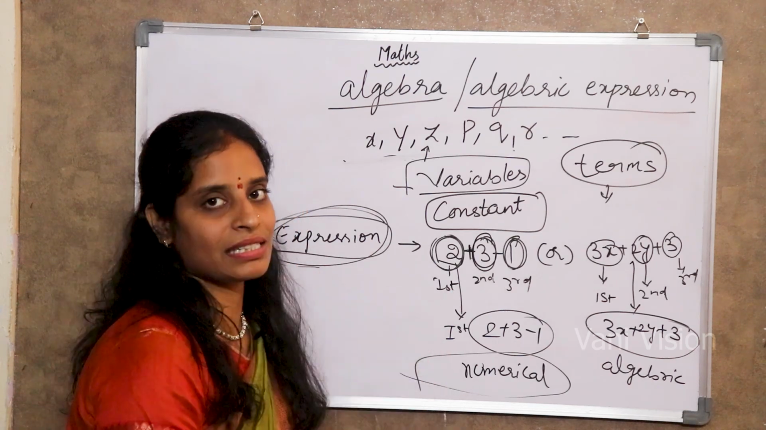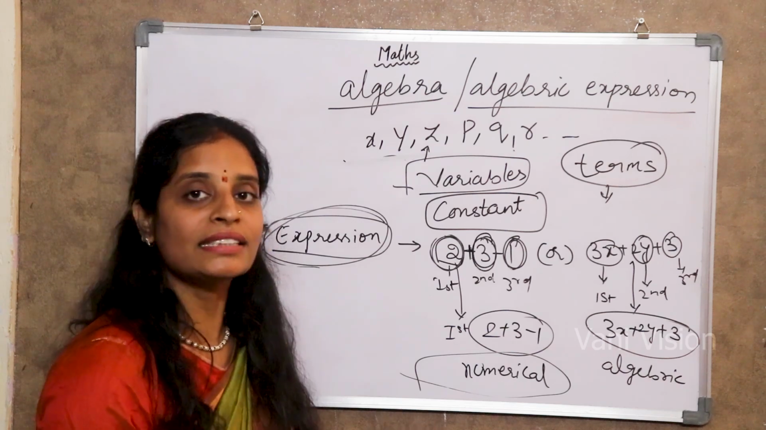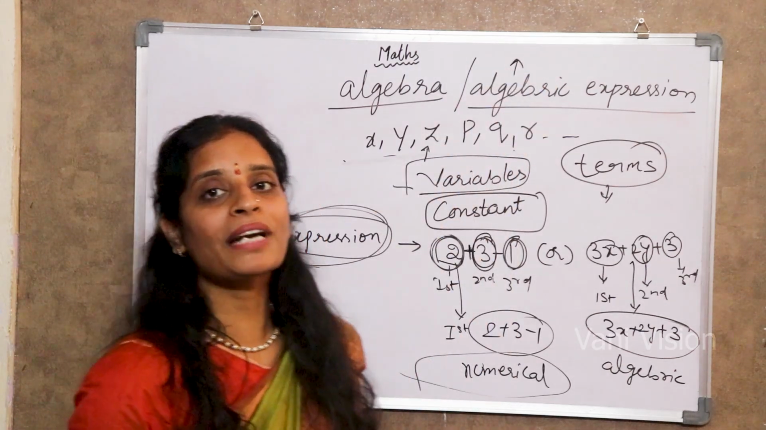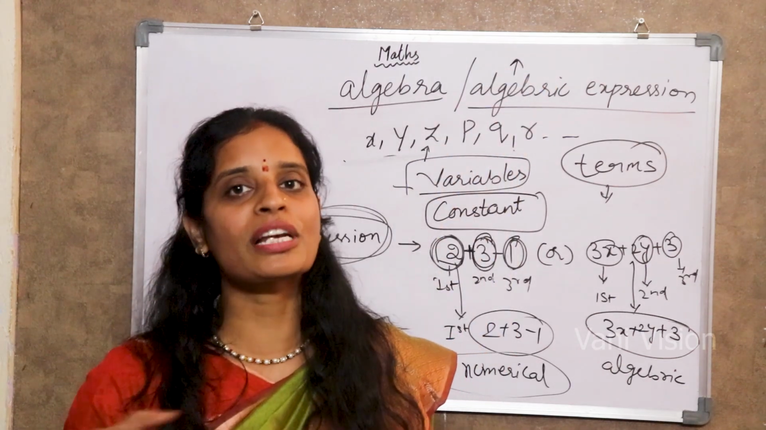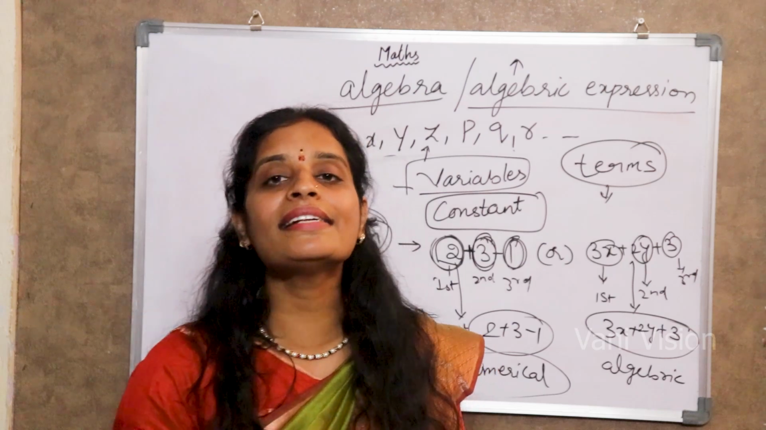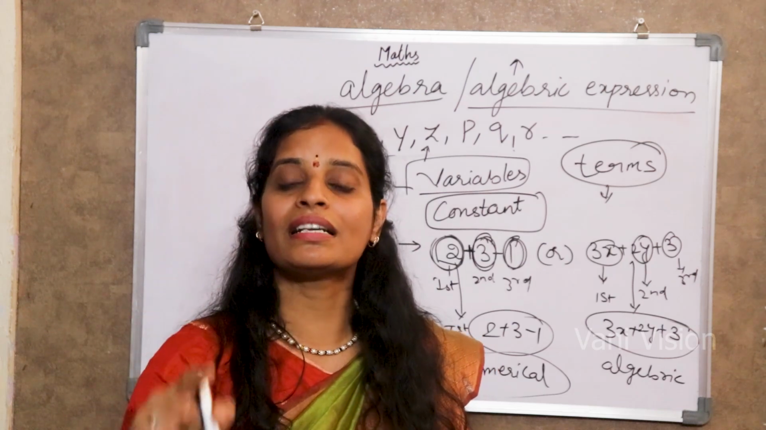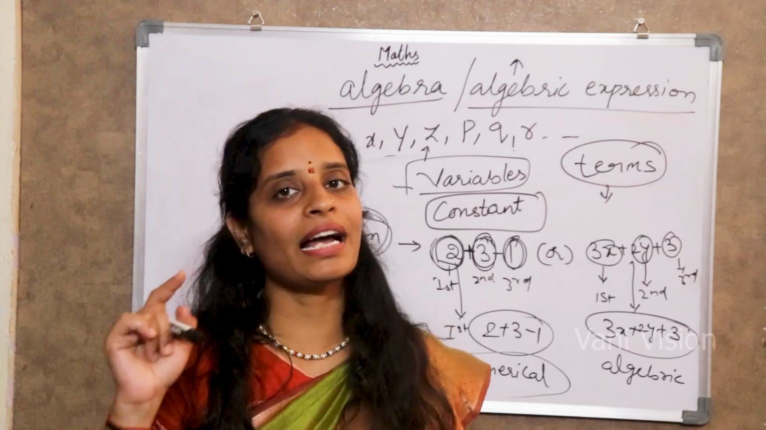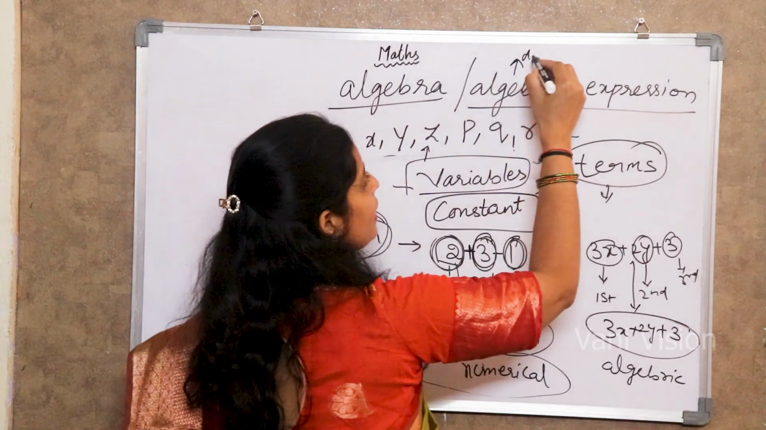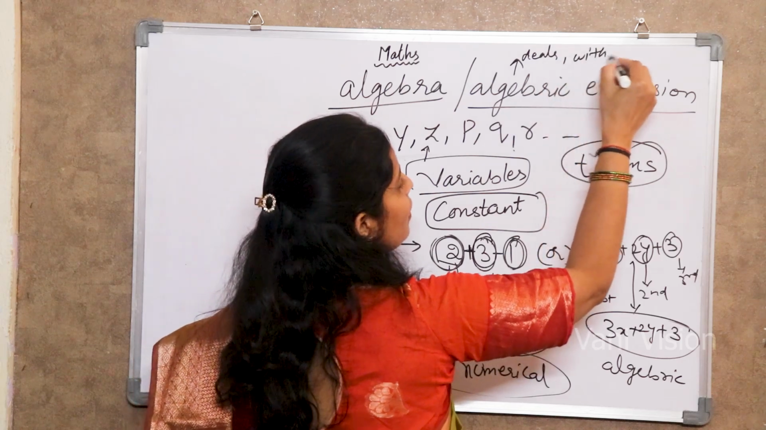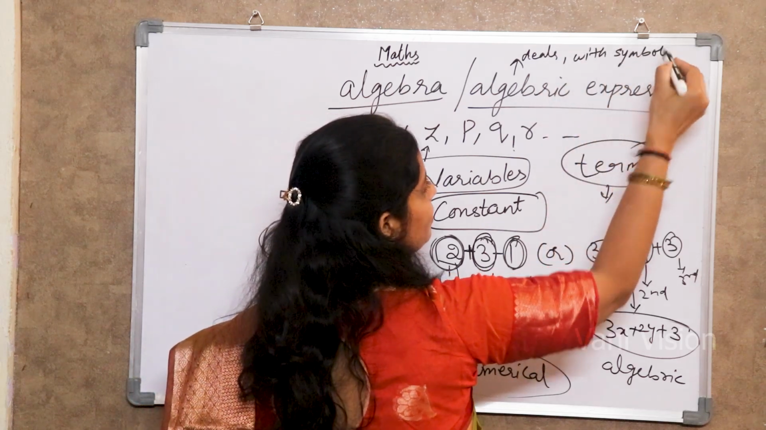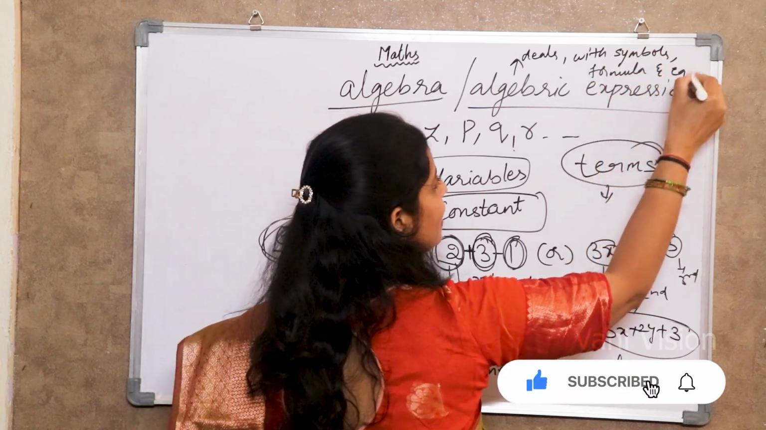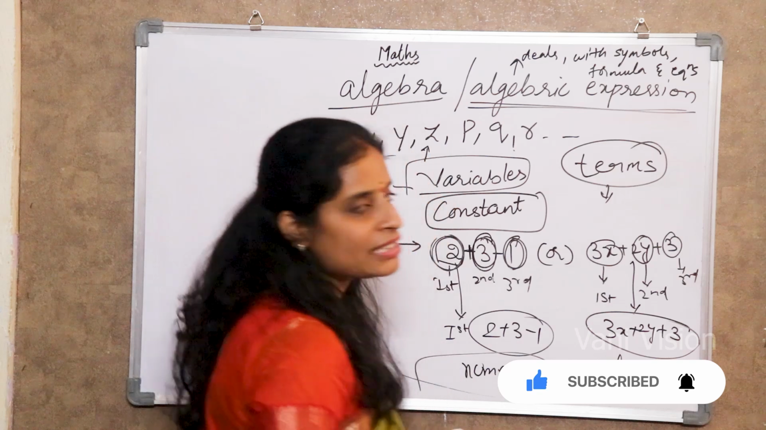Now we will discuss constants. Before going into the constant, we should know the definition of algebra. What is algebra? Algebra is the study of mathematics. It is also a branch of mathematics that deals with mathematical operations, symbols, equations and formulae. It is the definition of algebra.